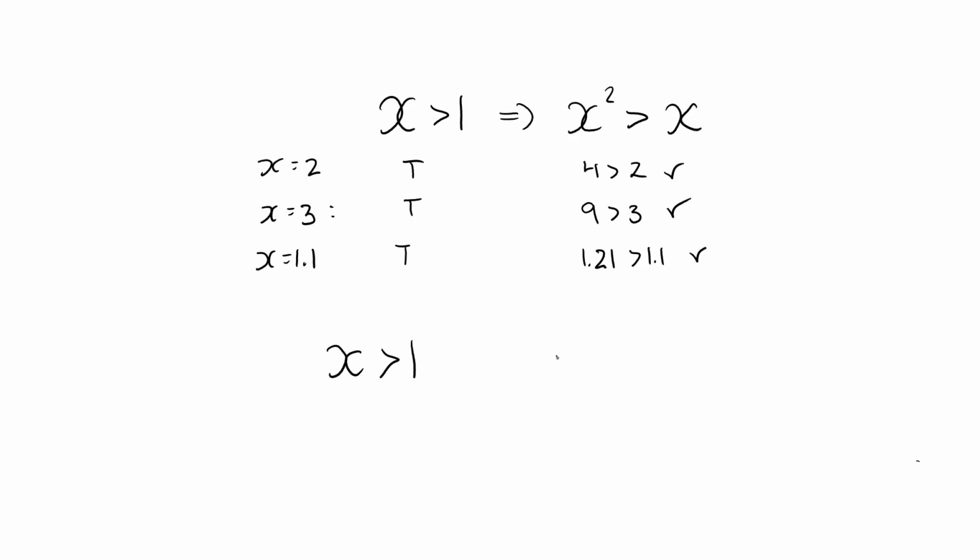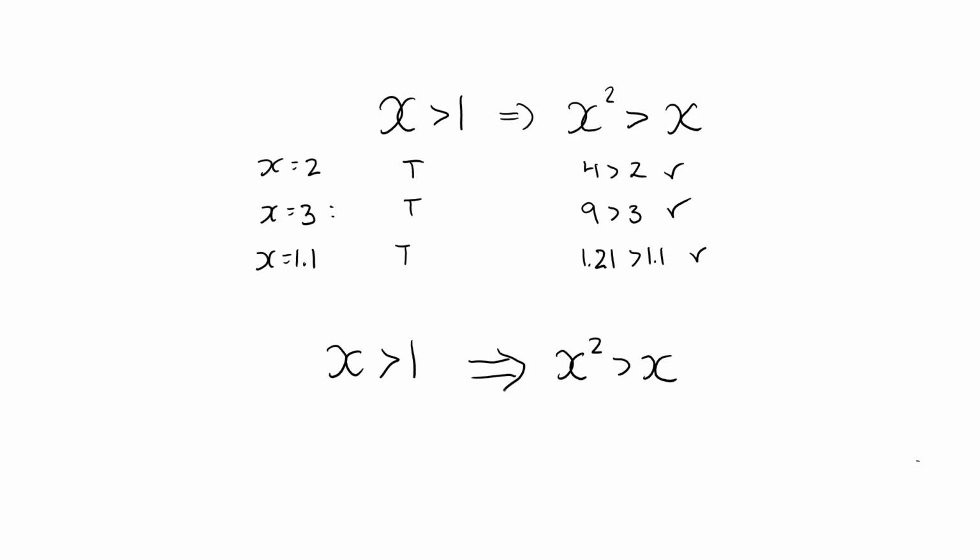Since x is a positive number, I can multiply both sides by x, and that will give me x squared is greater than x. Note that these two inequalities are not equivalent. They are only equivalent if x is strictly positive. However, the left-hand inequality will imply the right-hand inequality, as x is strictly positive under the hypothesis. This argument works for any real number greater than 1.